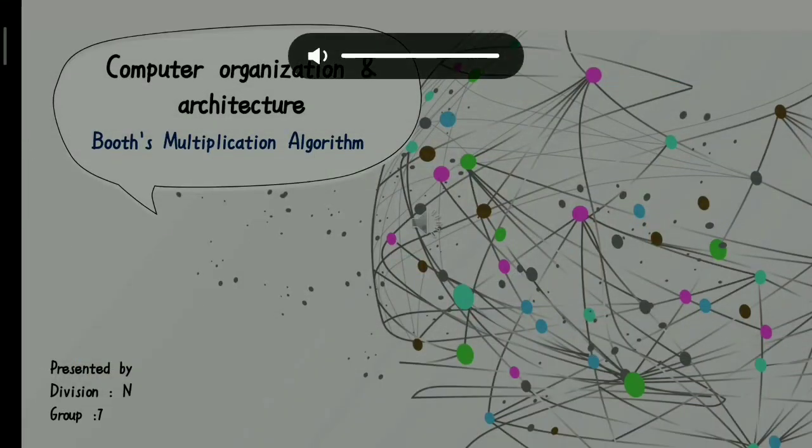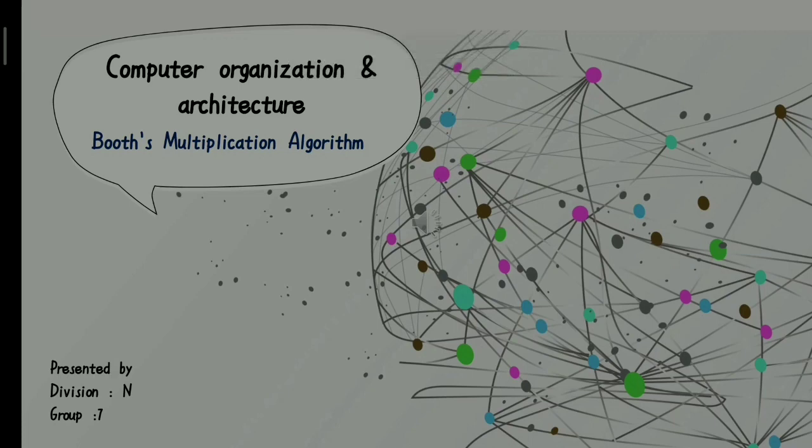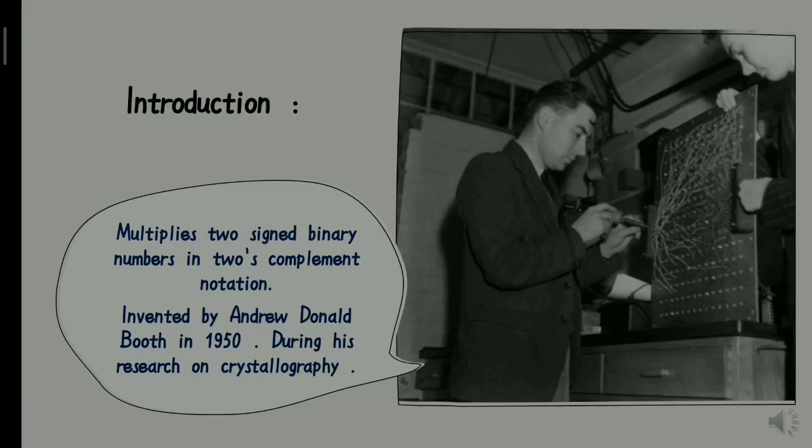In this video we are going to learn about Booth's multiplication algorithm. First of all, I am giving a brief introduction about Booth's multiplication algorithm. In this algorithm we have to multiply two signed binary numbers in 2's complement notation. This algorithm was invented by Andrew Donald Booth in 1950 during his research on crystallography.